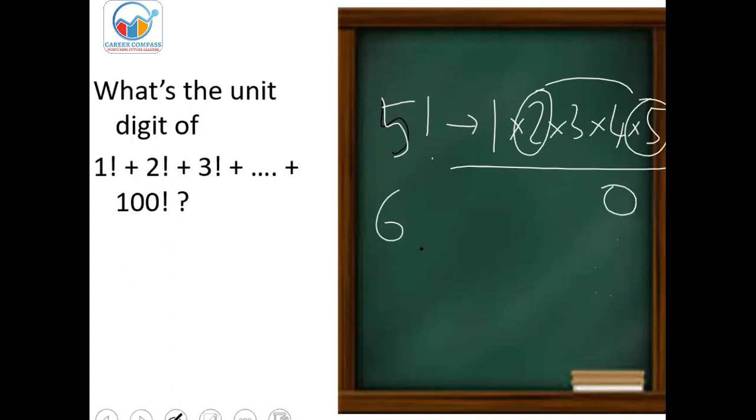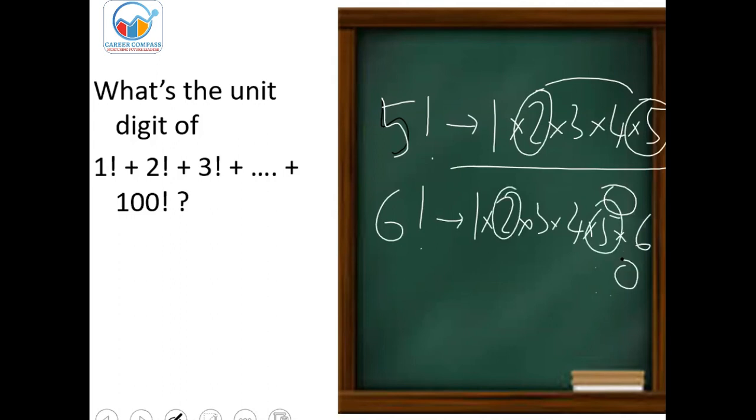What about 6 factorial? 1 into 2 into 3 into 4 into 5 into 6. It will also have a 2 and a 5, hence it will also give me a unit digit 0. So can we not say from all these numbers up to 100 factorial, for all such numbers the unit digit will be 0? I repeat, from 5 factorial onwards up to 100 factorial, for all such numbers the unit digit will be 0. Any doubt on this, guys?